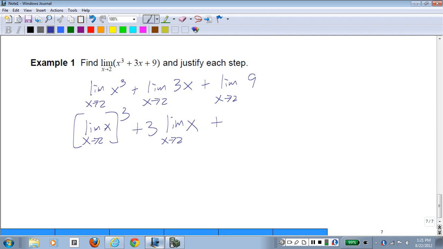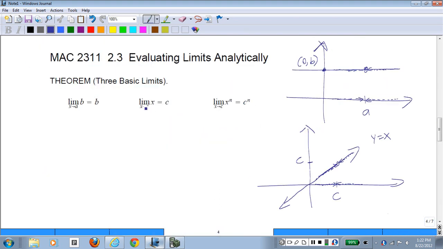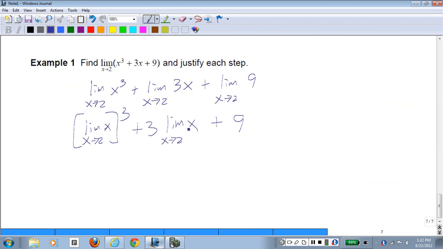And we can go ahead and evaluate the limit of 9 if you like. As x approaches 2, what is 9 approaching? 9. Limit of a constant equals that constant. And now we use the limit at the top of the page. Was it there or was it there? It was there. The limit of x as x approaches c is going to be c. So take the 3 and substitute it there. This is equal to 3.